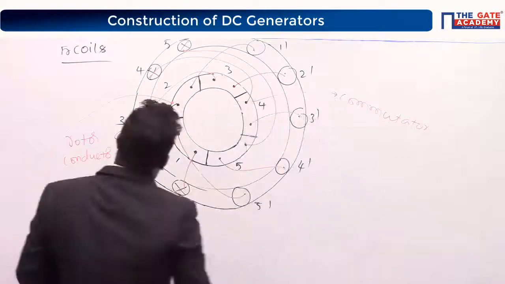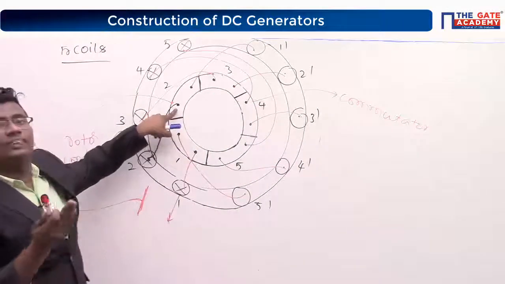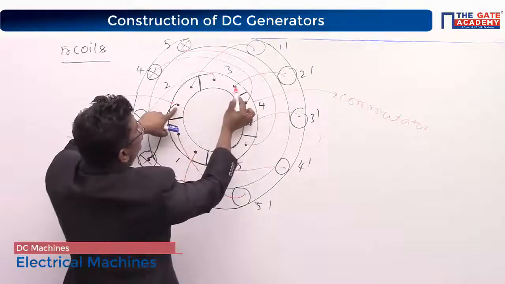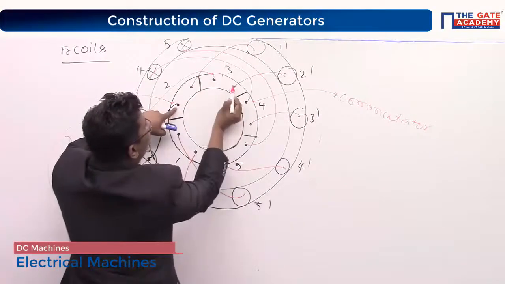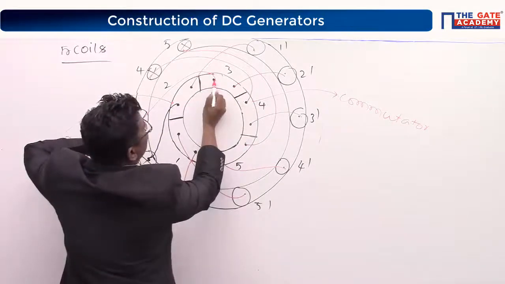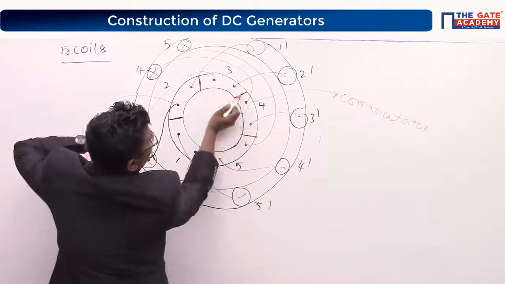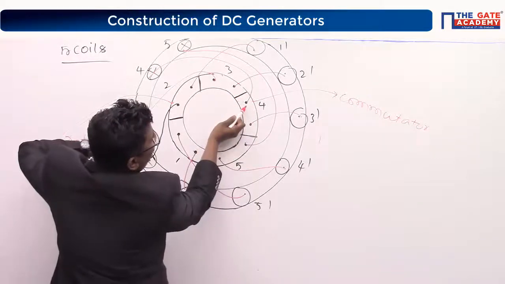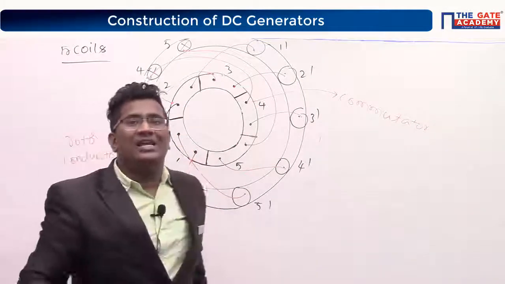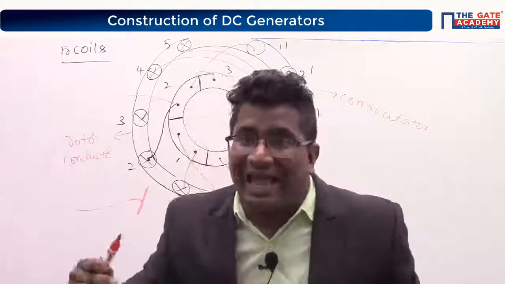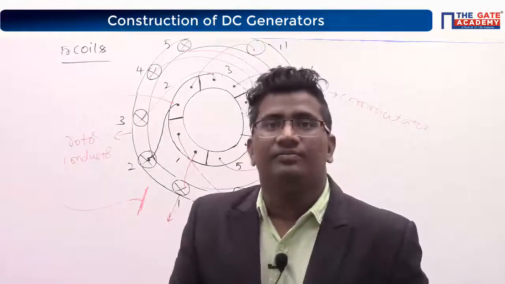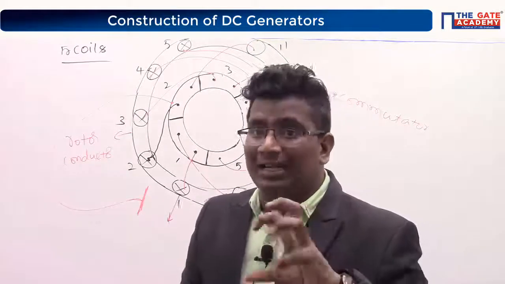Similarly, you check 2 is here. Where is your 2 dash? Here only, na? In between, insulation is there. Similarly, where is your 3? 3 is here. Where is your 3 dash? Here. Insulation is there. 4 is here. Where is your 4 dash? Here. Insulation is there. 5 and 5 dash, insulation is there. It means each and every coil is isolated with the help of an insulation medium. Yes or not?